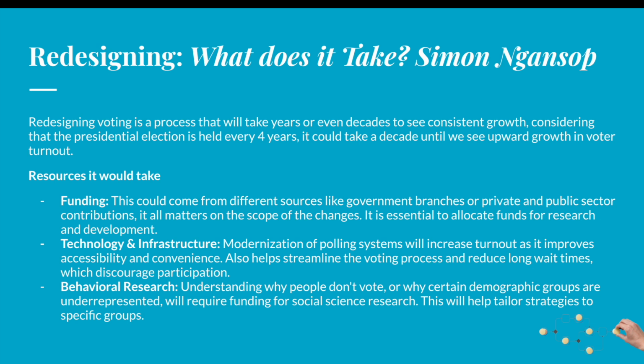Technology and infrastructure is another resource. Modernization of polling systems will increase turnout as it improves accessibility and convenience. It will also be able to provide a streamline in the voting process, reduce long wait times, which heavily discourage participation. Behavioral research, as the final one, as understanding why people don't vote or why certain demographic groups are underrepresented, will require funding for social science research, but this will help tailor strategies to specific groups.